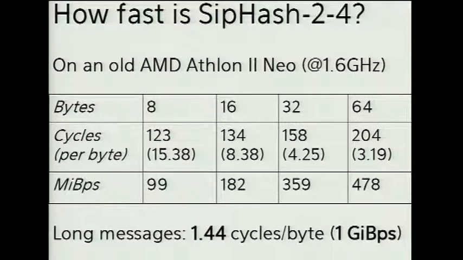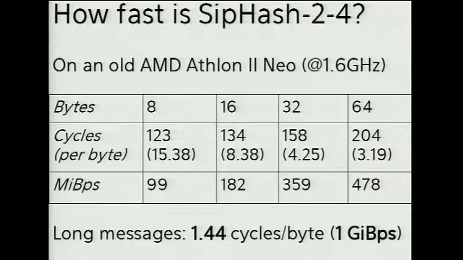On this laptop, it's a quite old AMD Athlon 2 Neo CPU, clocked at 1.6 gigahertz. If you only hash 8-byte values, but many of them, this will take on average 123 cycles per 8-byte message, which means approximately 15 cycles per byte. So you see the more bytes per message you hash, the faster the hashing rate, because the overhead of initialization and finalization is reduced. And if you hash very long messages, like 1 megabyte messages, it's as fast as about 1.44 cycles per byte, which means 1 gigabyte per second.